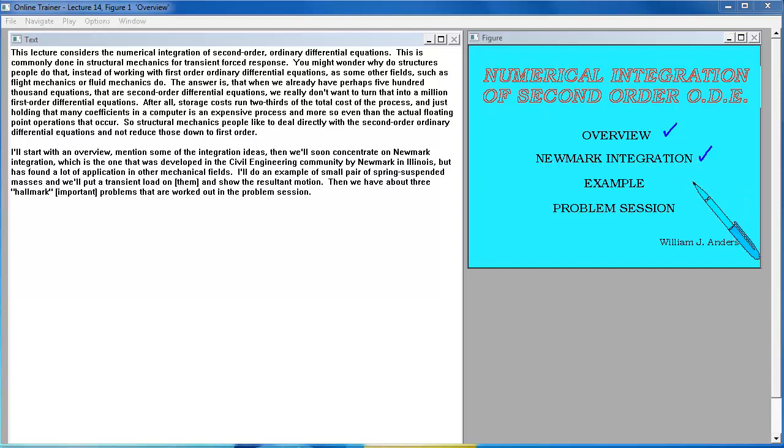I'll do an example of a small pair of spring suspended masses, and we'll put a transient load on it and show the resultant motion. Then we have about 3 homework problems that are worked out in the problem session.